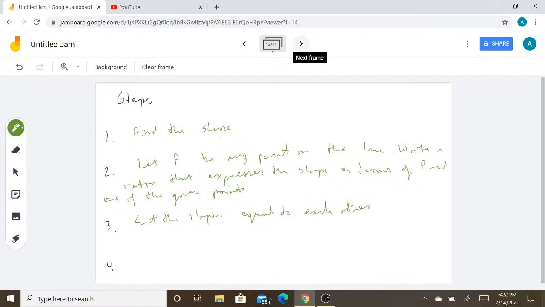And finally, solve for y. So those are the 4 basic steps to finding the equation of a line given 2 points.